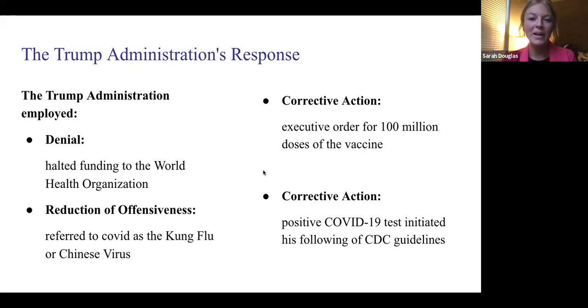And then for corrective action, whenever the vaccines first came out, he ordered 100 million doses of the vaccine.